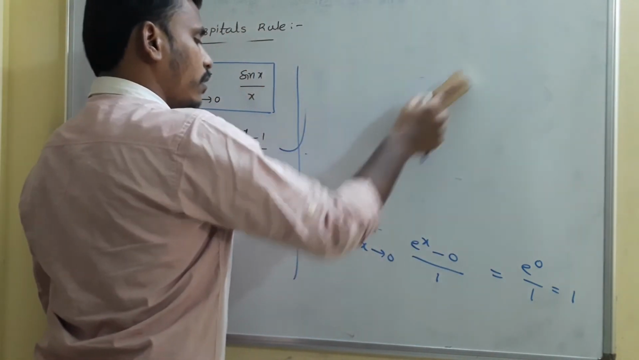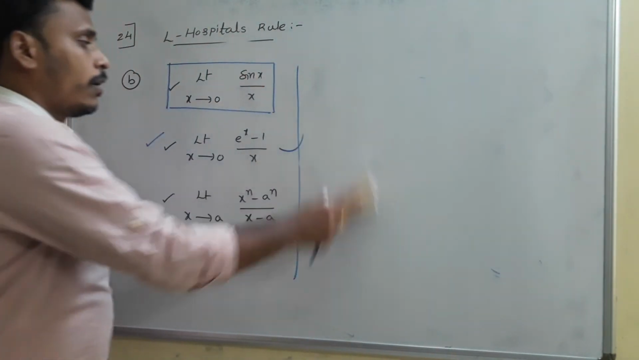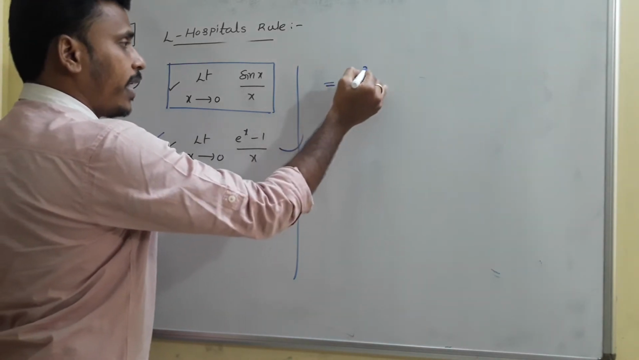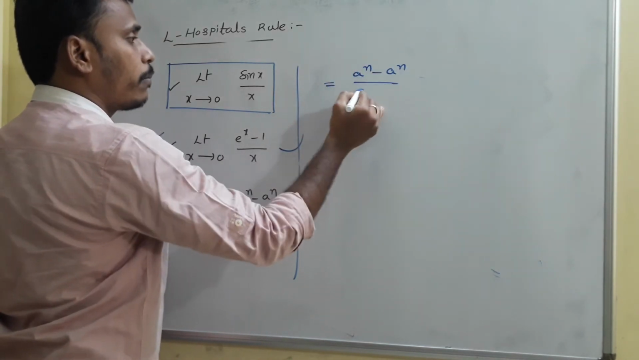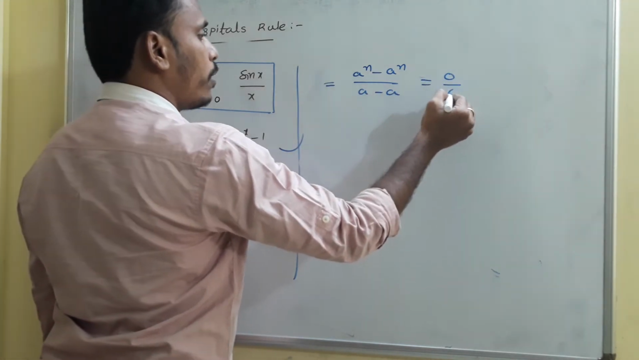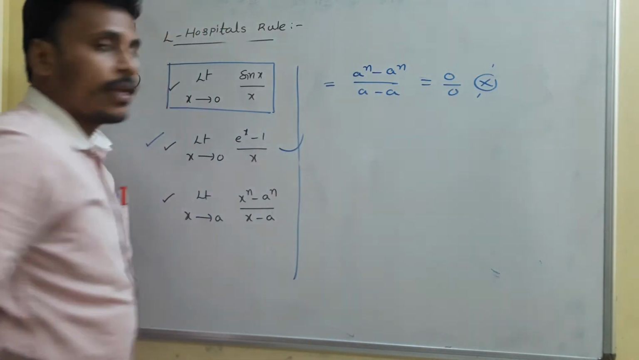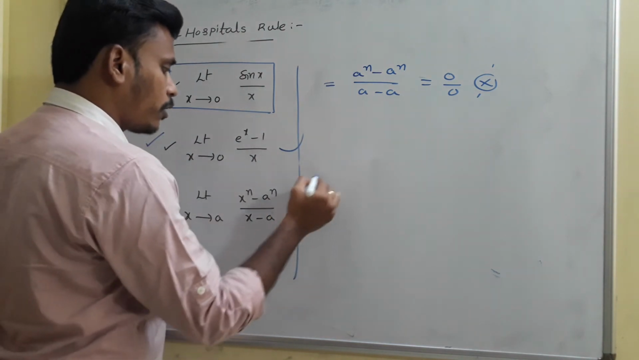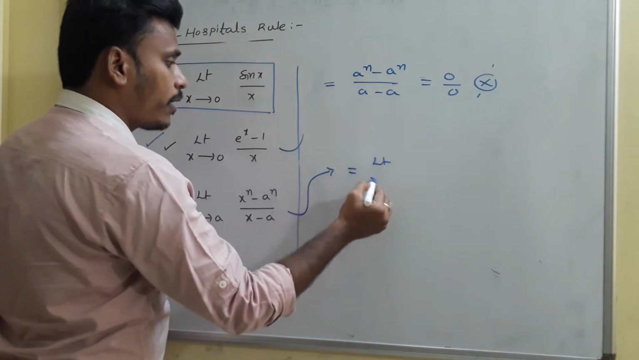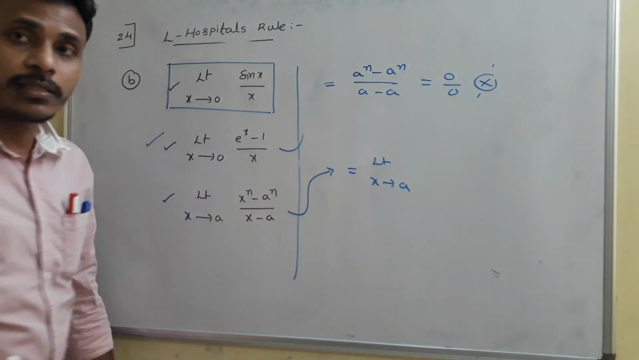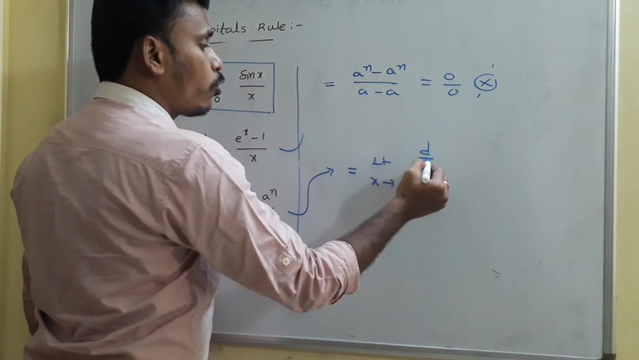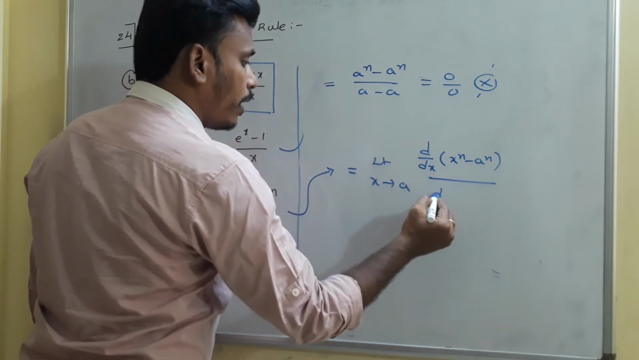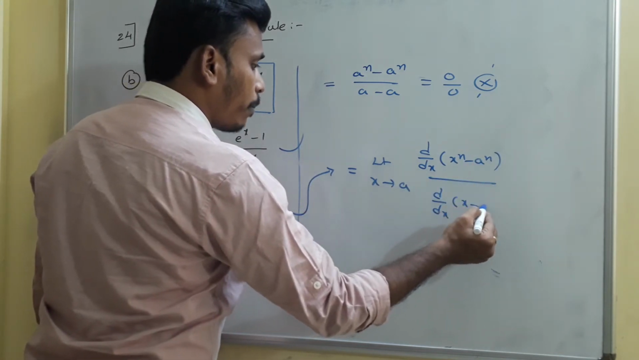Simple examples. Okay, limit x tends to a, x power n minus a power n by x minus a. Direct substitution: a power n minus a power n by a minus a equals 0 by 0, which is an indeterminate form. Since it is an indeterminate form, what we need to do? You just go with L'Hospital rule. So now this particular value is equal to limit x tends to a, x power n minus a power n. So you just apply derivative for the numerator, d by dx of x power n minus a power n, divided by d by dx of x minus a.